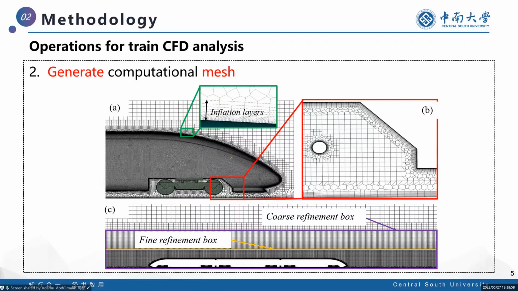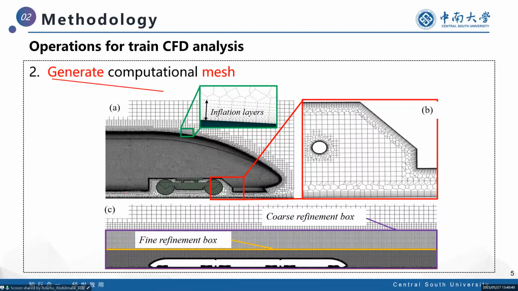the other method, which are unsteady methods. So as we know from our secondary school, we studied the steady state flow and the unsteady state flow, or the turbulent flow. So here also, we are going to have these two methods in studying the aerodynamic performance of the train. So first, number two, we are going to generate the computational mesh.